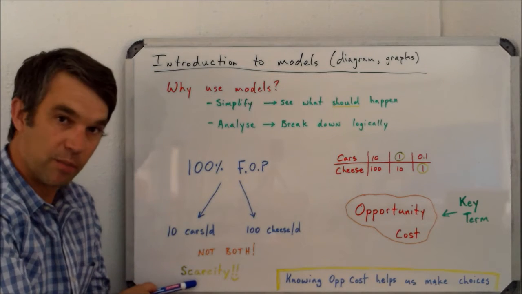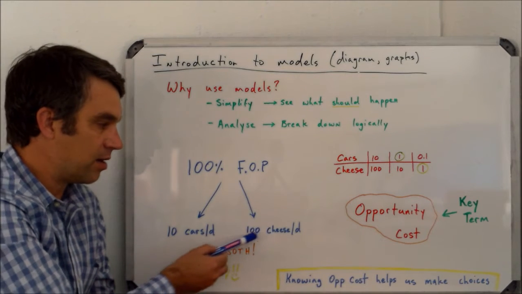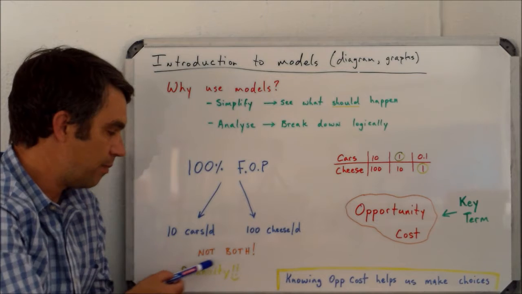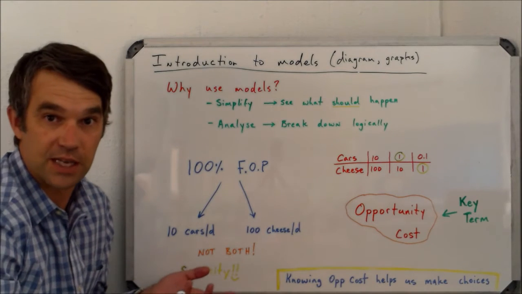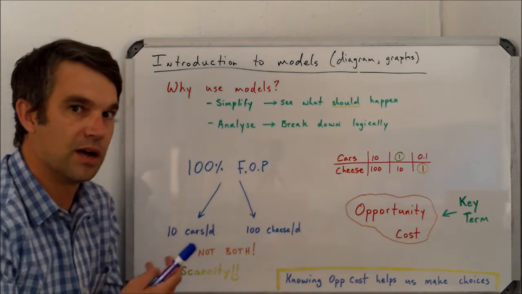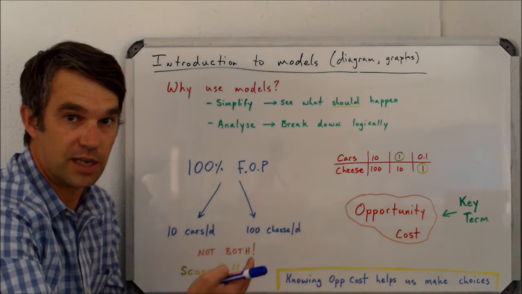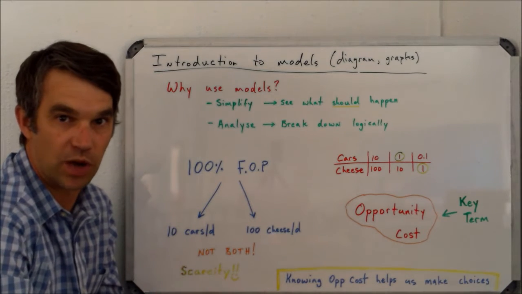Remember, our underlying principle here is scarcity. They won't be able to produce 10 cars and 100 blocks of cheese a day because, well, that's what scarcity is. So, that leads us to this idea of, if we want to make some cars and some cheese, how do we decide how much of each one we're going to make?